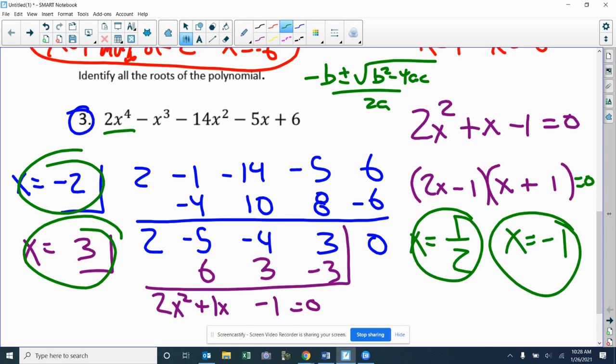How did you get the 1/2? I have 2x minus 1 equals 0. I added 1, so then I'd have 2x equals 1, then I divided by 2. Okay. And that's, I just solved there. Does that help? Yeah. Thanks for asking. Anybody else?